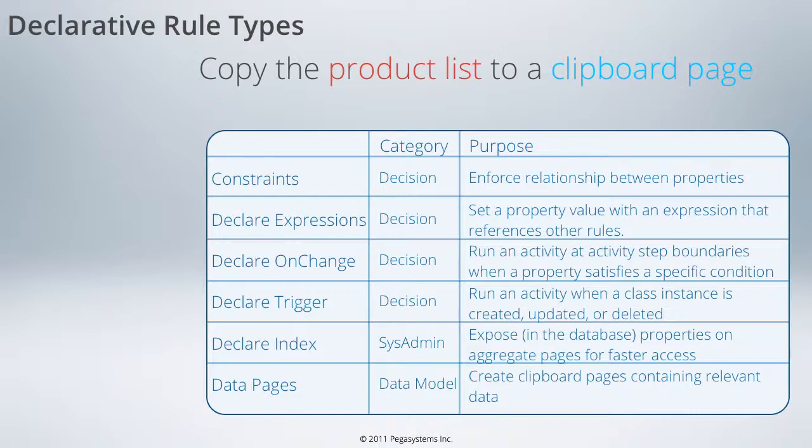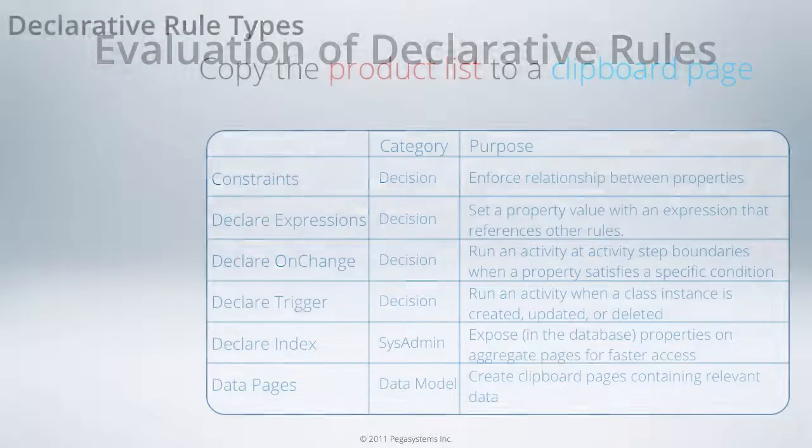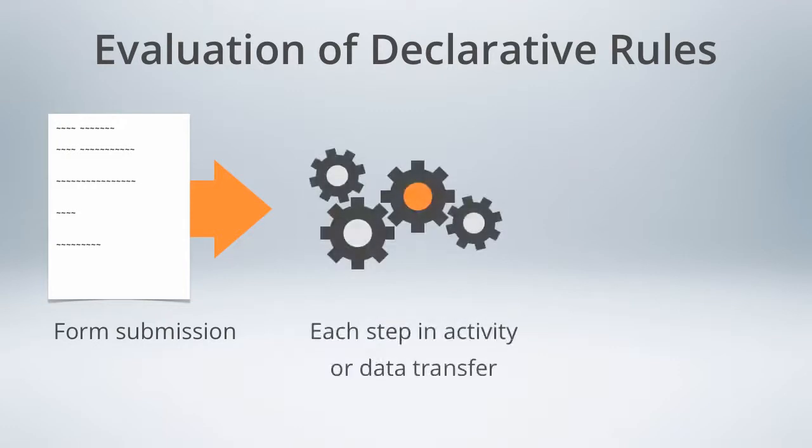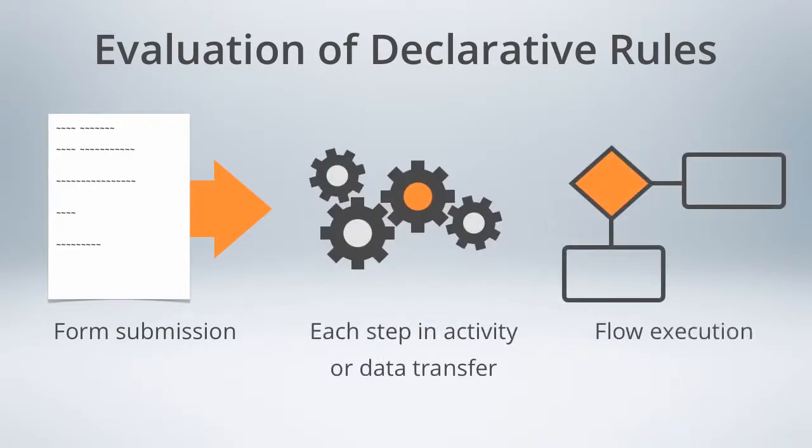While there are some specific nuances with different declarative rules, in general, they are triggered when one or more property values change, or as is the case with data pages, are simply referenced. Below are some events that may trigger the declarative rules. When a user submits a flow action, the evaluation occurs at the conclusion of input processing, as each step in a data transform or activity runs. During flow execution, the evaluation occurs as control advances from one task, or one shape on the flow diagram, to another.